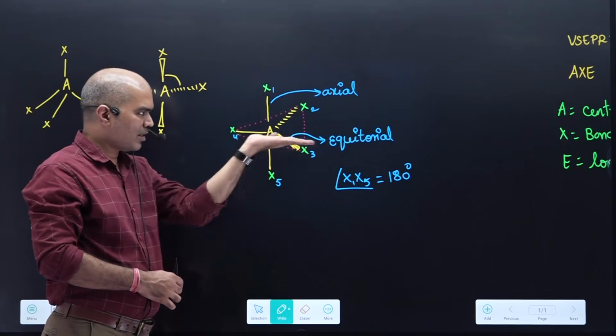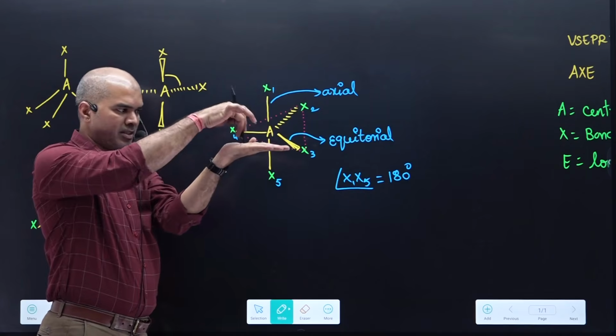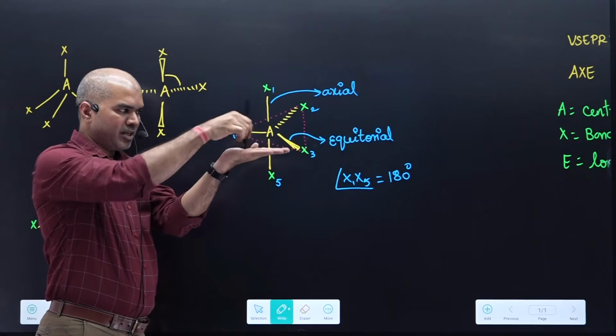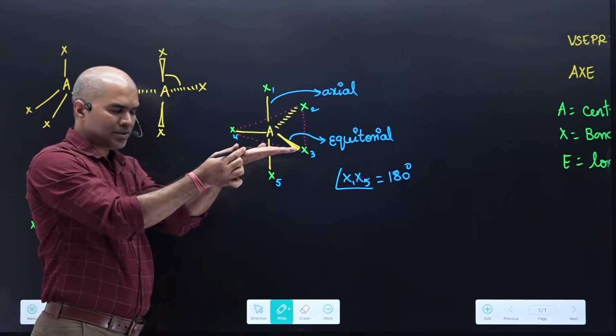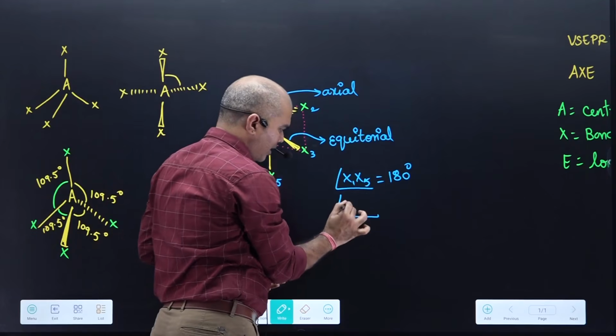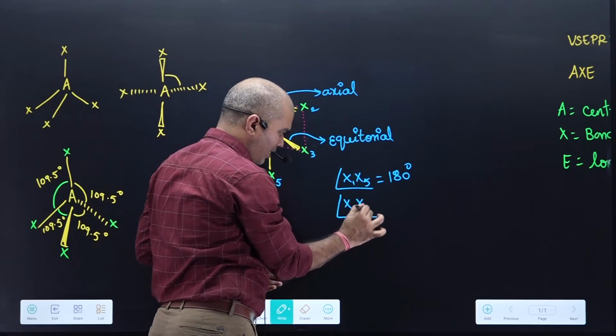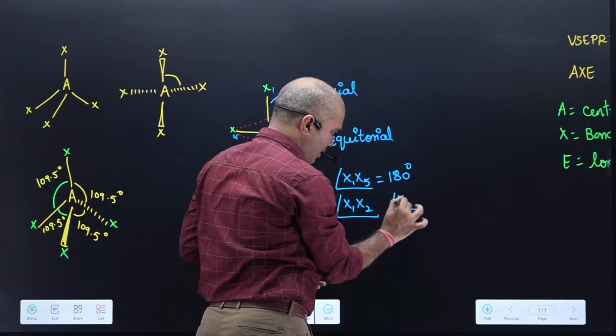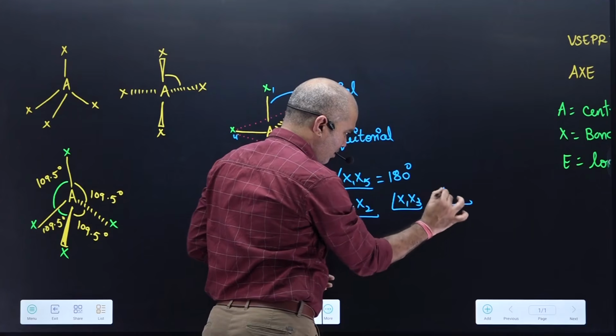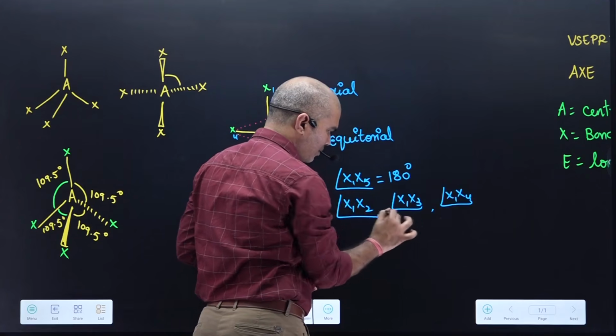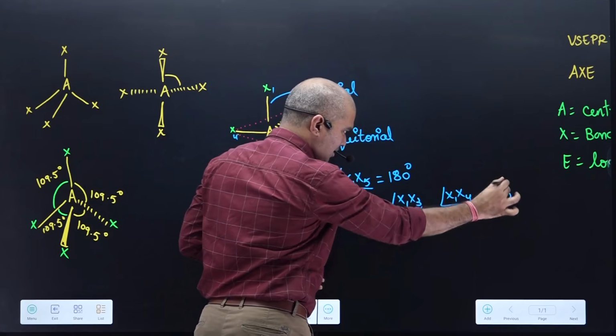Because these three are in a triangular plane, this is above, so it is making 90, 90, 90. Okay, so any bond angle between x1 and x2 or x1 x3 or x1 x4, the bond angle is 90 degree.